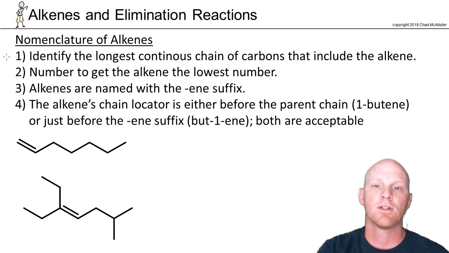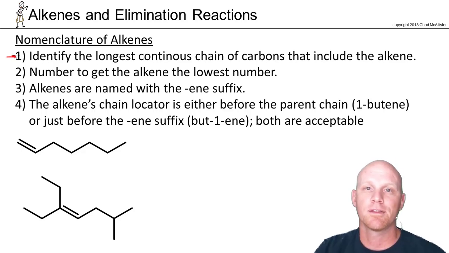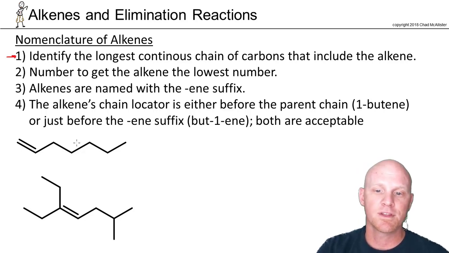And the first rule is you want to find the longest continuous carbon chain that includes the carbon-carbon double bond, that includes the alkene. This is different from what we saw with alkanes. With alkanes, we wanted the overall longest continuous carbon chain. So here it's the overall longest continuous carbon chain that contains the alkene. In some cases, that might not be the overall longest carbon chain. So just an FYI. You're going to number the chain, so get that alkene the lowest possible number.